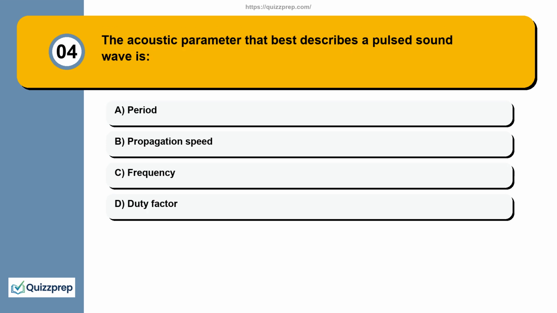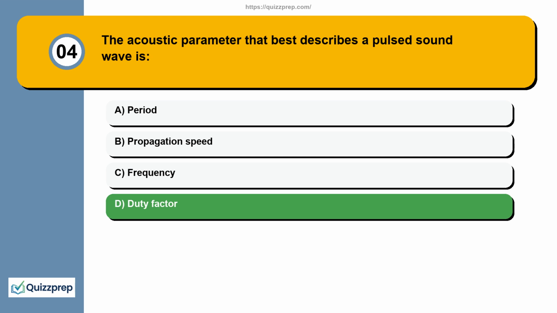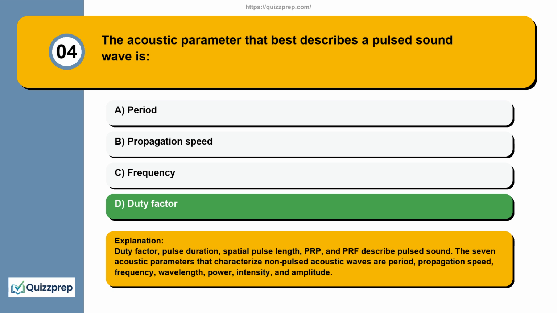Question 4. The acoustic parameter that best describes a pulsed sound wave is: period, propagation speed, frequency, duty factor. Duty factor, pulse duration, spatial pulse length, PRP, and PRF describe pulsed sound. The 7 acoustic parameters that characterize non-pulsed acoustic waves are period, propagation speed, frequency, wavelength, power, intensity, and amplitude.